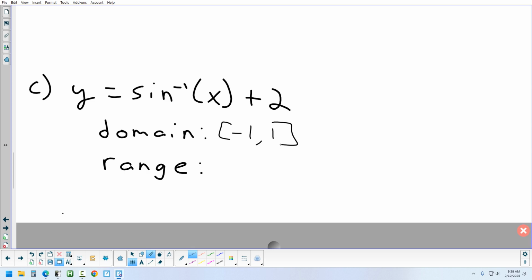So we're literally just going to take the range and we're going to add 2 to each number to shift it up. Because it's a fraction with pi, there's not a nice way to write it. So we're just going to say negative pi over 2, we'll do a plus 2 to it, and pi over 2, we'll do a plus 2. That's the only way to get the exact answer. Just shift it up 2.